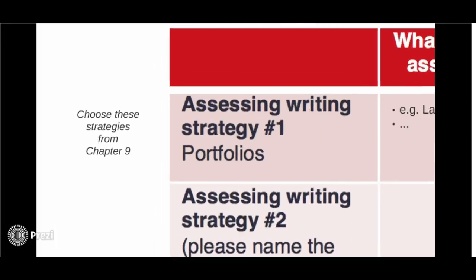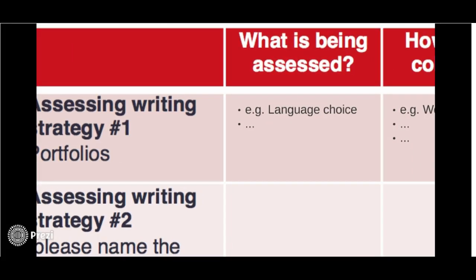You'll choose your 6 strategies from Chapter 9 of Sealy Flint, and I'm going to explore an example here. We'll have a look at using portfolios to assess writing. In the first column, you're going to give some brief bullet points about what is being assessed. What things will this strategy tell you about your students' skills and abilities?